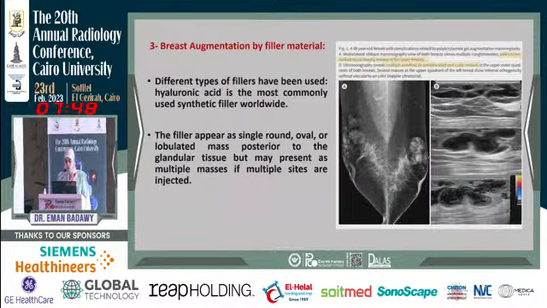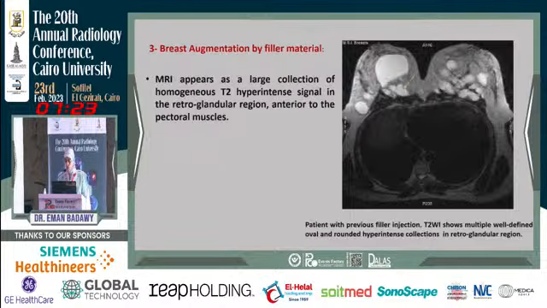Breast augmentation by filler material. Filler by hyaluronic acid is the most commonly used worldwide, and the filler will appear in the mammogram as single or multiple well-defined rounded or oval dense masses, and in the ultrasound it may give complex cystic collection or simple collection in the retroglandular region. And by MRI, the filler material will appear as hyperintense T2 signal collections in the prepectoral region.